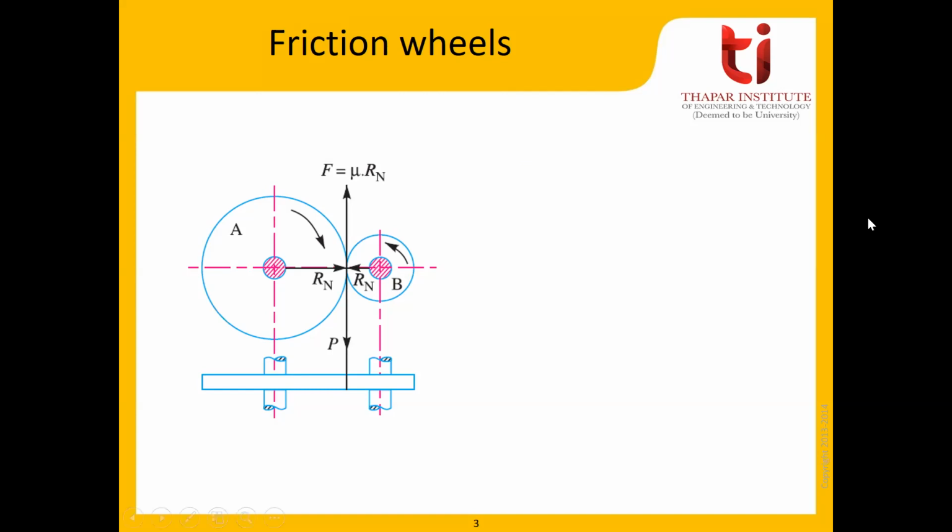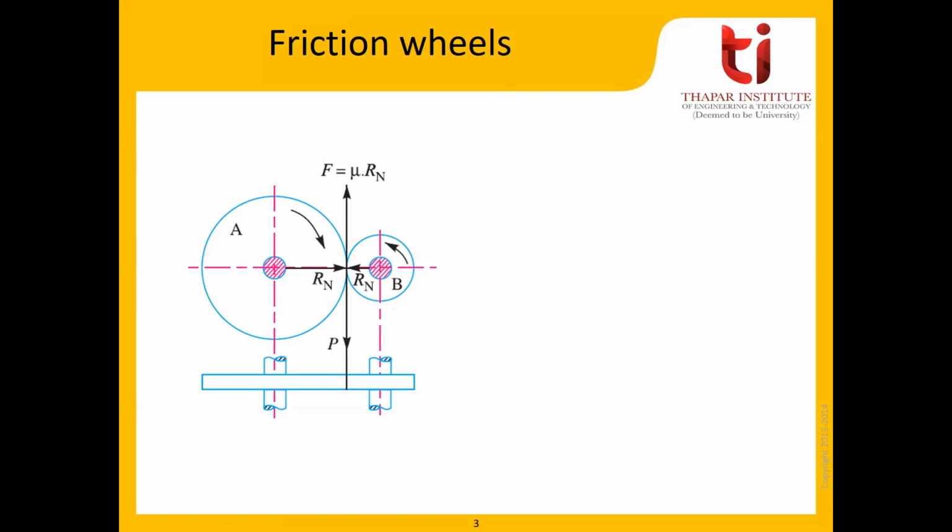Suppose first friction wheel A is mounted on shaft A by means of a key, and the second is mounted on shaft B by means of a key. Both are pressed together by a force, and there would be a reaction force Rn. If disc A rotates in the clockwise direction, obviously disc B will rotate in the anti-clockwise direction.